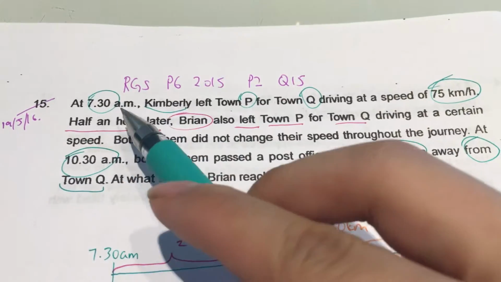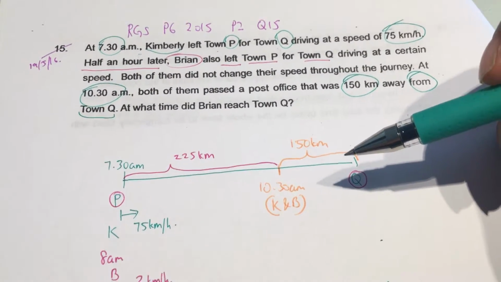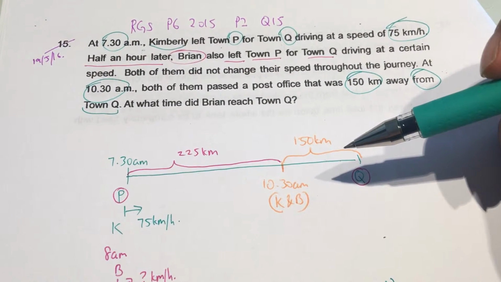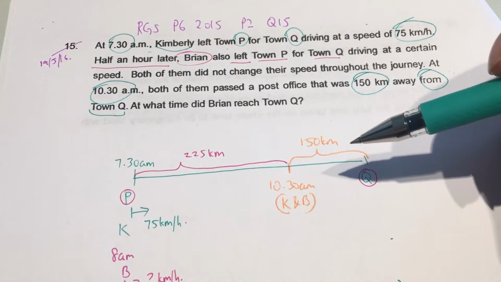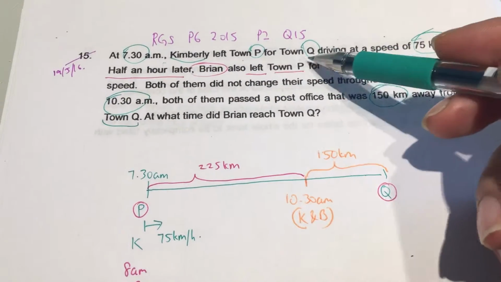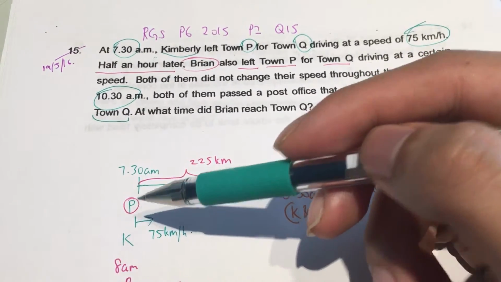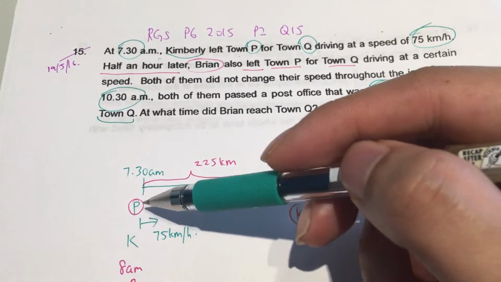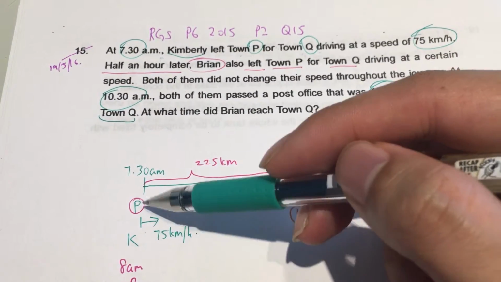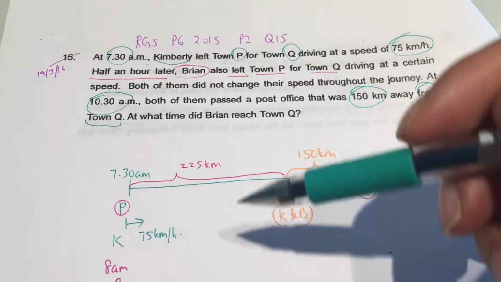Okay, so at 7:30 a.m. Okay, let me compare with the distance timeline that I have drawn, because I think that just like model drawing, you'll need to do the proper distance timeline. Okay, so at 7:30 a.m. Kimberly left P to Q, so you put a K here. In fact, you have to point the arrow from P to Q to show that K is traveling from P to Q at 75 km per hour. So all this information must be included inside.